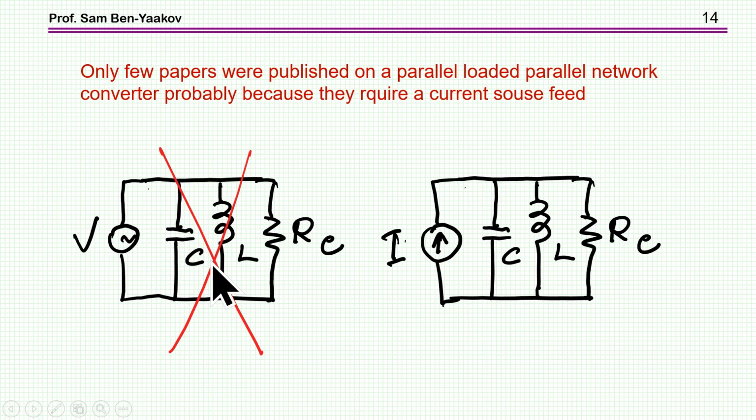In fact, if you had this circuit, you cannot feed it with a voltage source because then you are killing the resonance. So you need a current source for this kind of configuration. And this is probably why this type of converter is not that popular, and there aren't many papers that describe such a configuration.